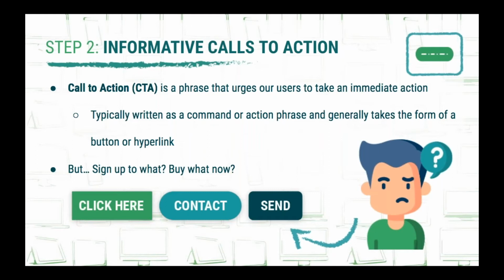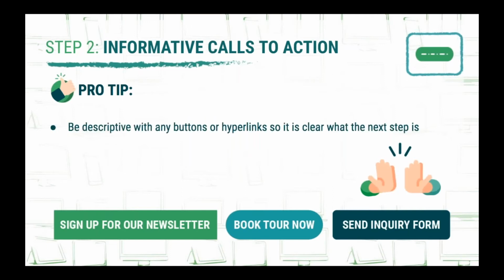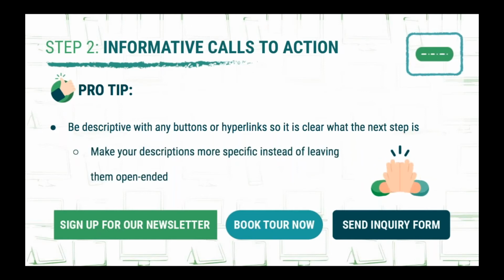Now, in order to make your CTAs more accessible, my pro tip for you is to be descriptive. It goes for any buttons or hyperlinks on your site. So it's crystal clear what the next step is upon clicking. And make your descriptions more specific, instead of leaving them open-ended.